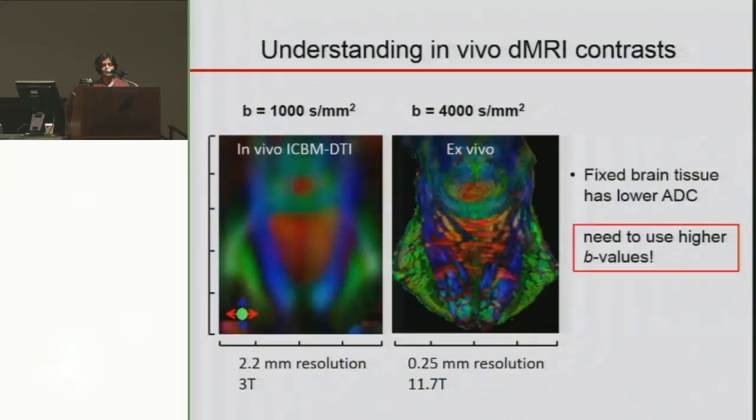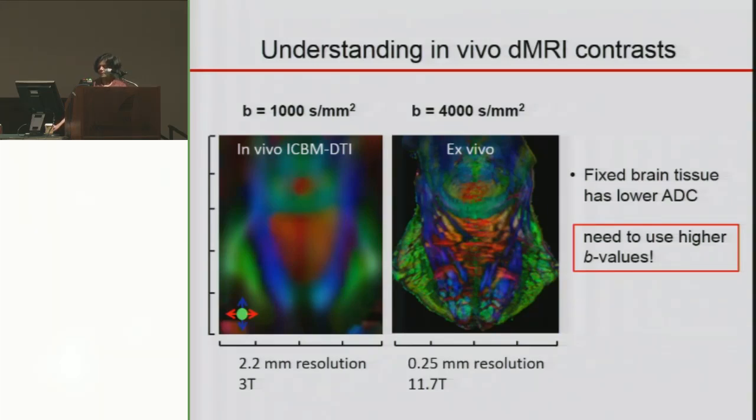The second thing to note is the difference in B values. The in vivo data are acquired at a B value of 1,000, whereas the ex vivo image is acquired using a B value of 4,000, which is almost 4 times higher. This is because in addition to having shorter T2, fixed tissue also has a much lower ADC, or apparent diffusion coefficient, of water. This is important to know because it means that we need to use much higher B values to get comparable contrasts in the postmortem brain.